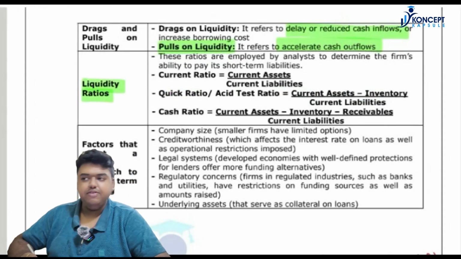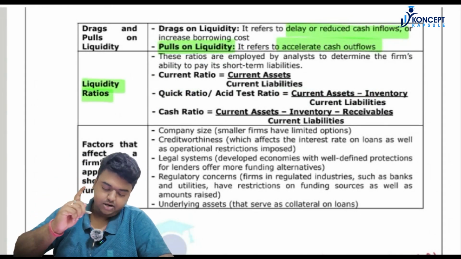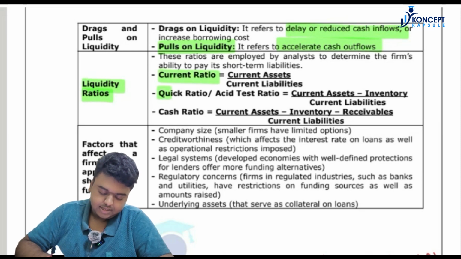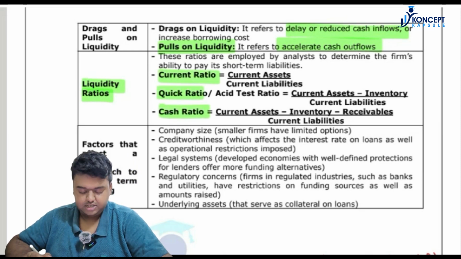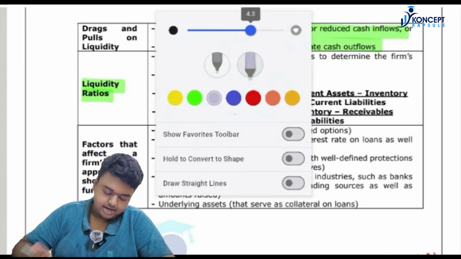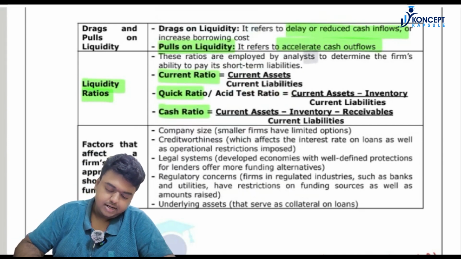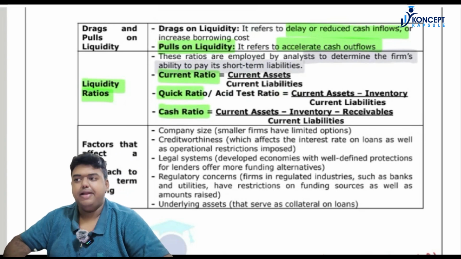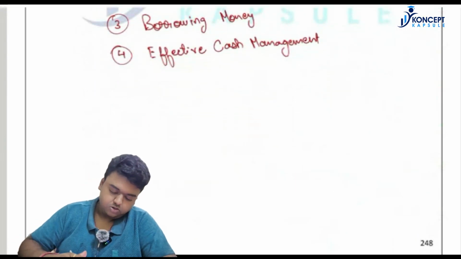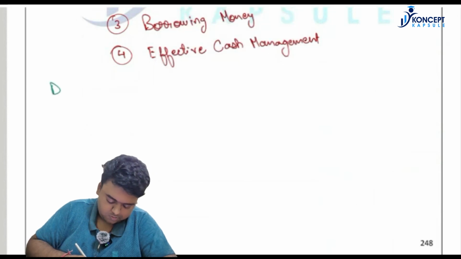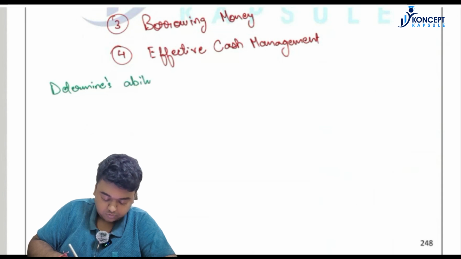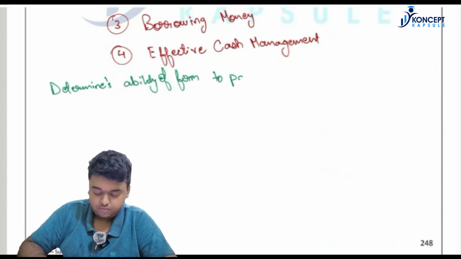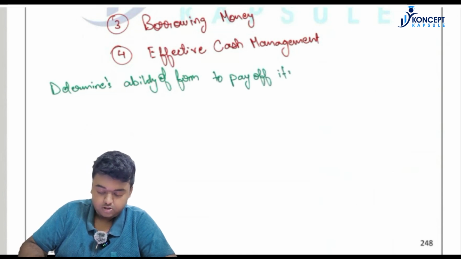Then we come to important liquidity ratios. There are three liquidity ratios that you will have to discuss. One is the current, other is the quick, and the other is the cash ratio. What do liquidity ratios indicate? Liquidity ratios determine the ability of the firm to pay off its short term liabilities.